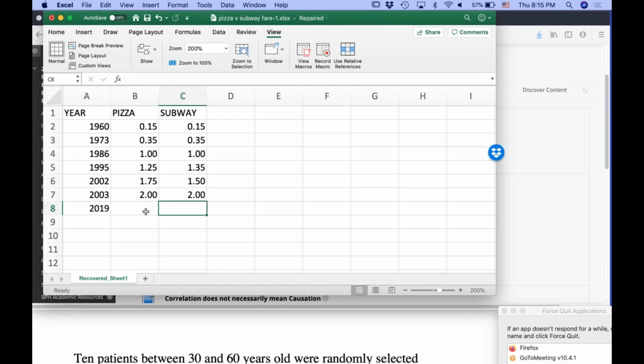Not $5 a slice. You don't eat much pizza. Where do you eat pizza? $5 a slice would mean an 8-slice pie would cost like $40. No, I don't think so. Right?